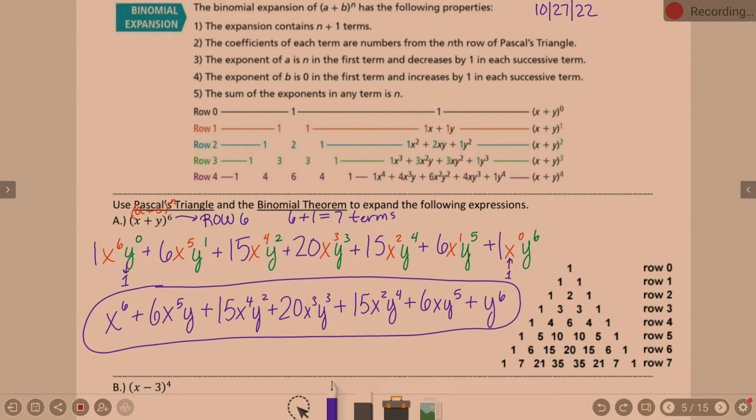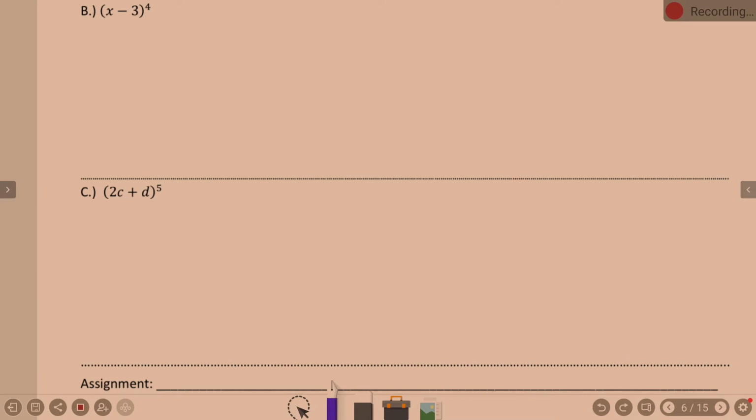Okay, questions? Okay, let's try example B then. Now, I'm going to say example B gets a little trickier. Even though it's smaller, we're throwing in a number in there instead of just variables. But we're still going to think about it the same way. So, what row are we talking about here?